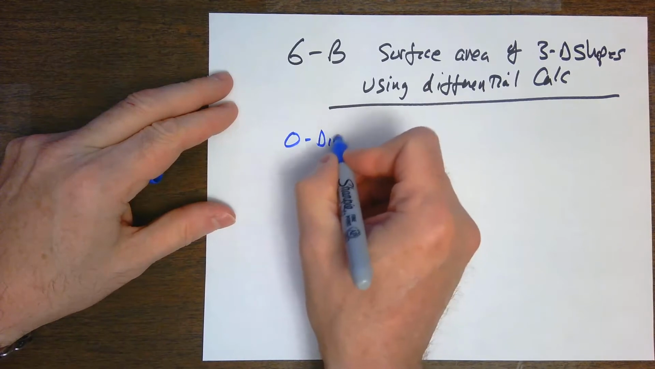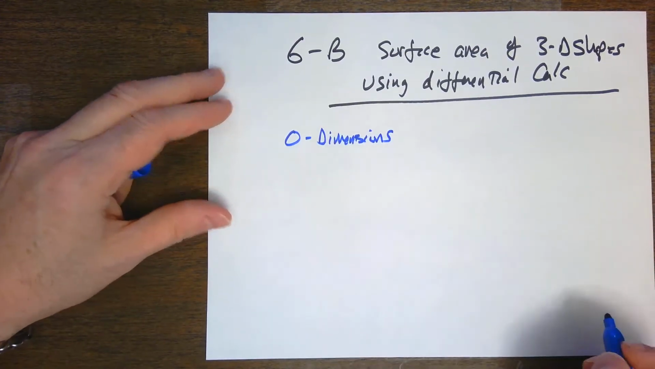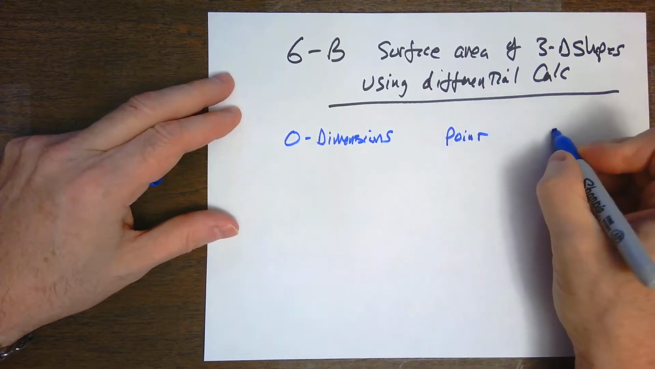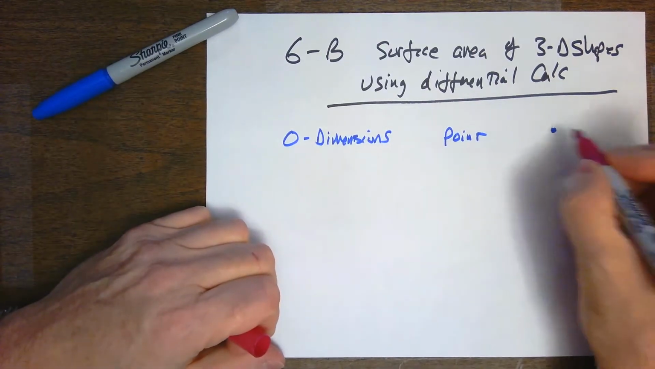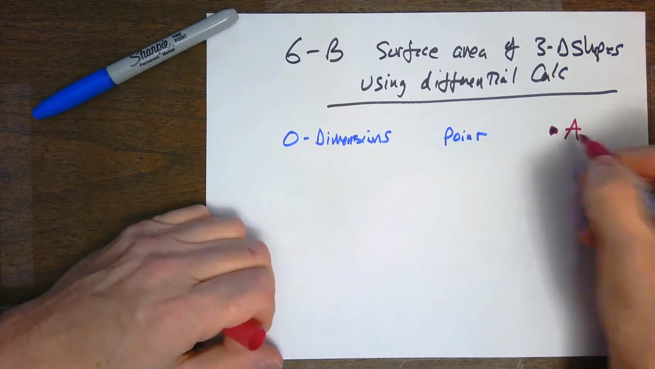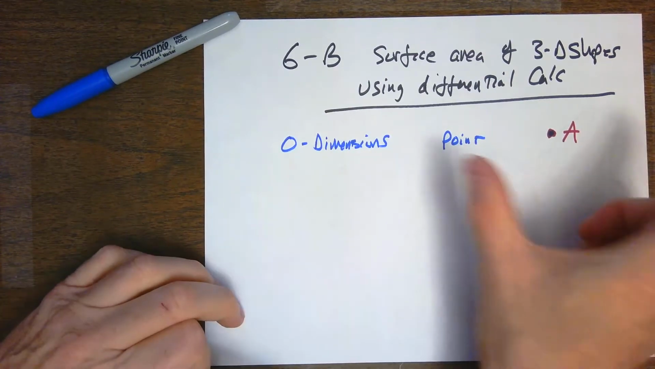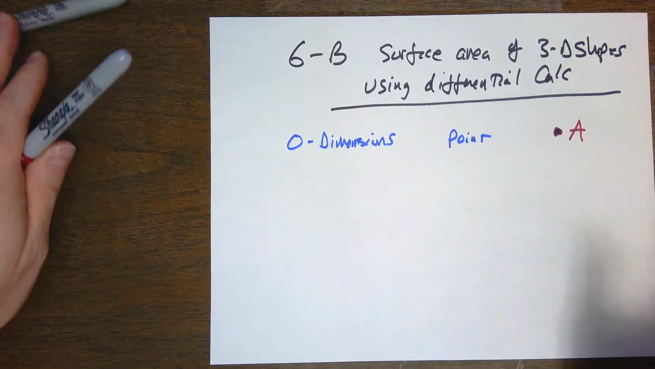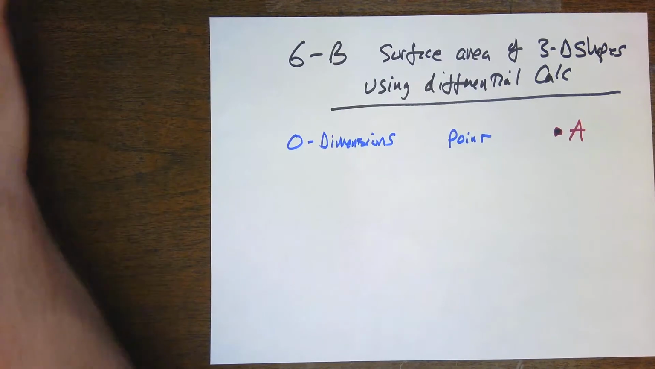0 dimensions. Is there anything that has 0 dimensions? Yes, a point. For example, point A. Point A has no dimensions. A point has no length, no width, no depth, no height, no breadth, nothing. It's the only 0-dimension object. It has no dimensions at all.